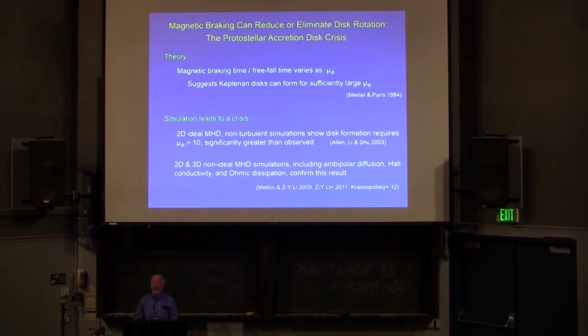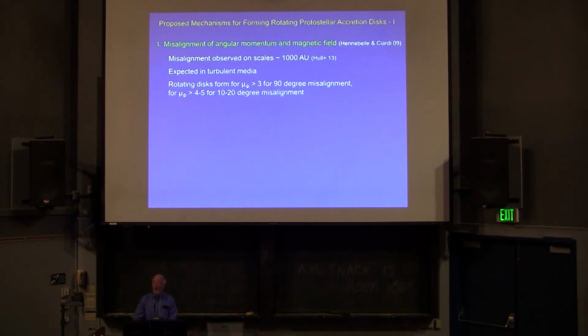Since then, Li went ahead and did more studies, and he went from 2D to 3D. He added in all the non-ideal effects, including not only the ambipolar diffusion, but also Hall conductivity and resistivity. And he found that basically you could not get a disk.